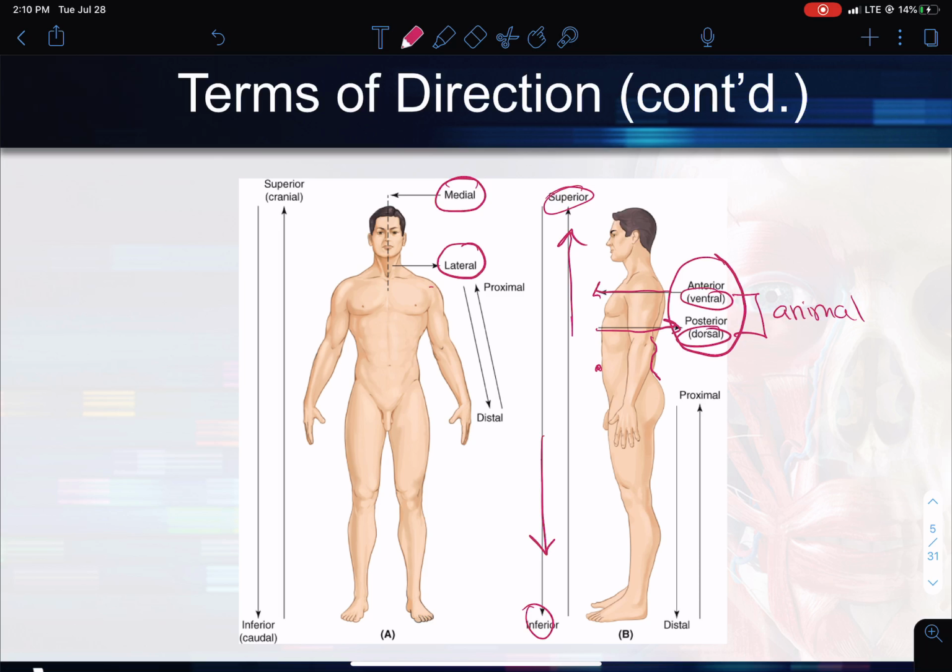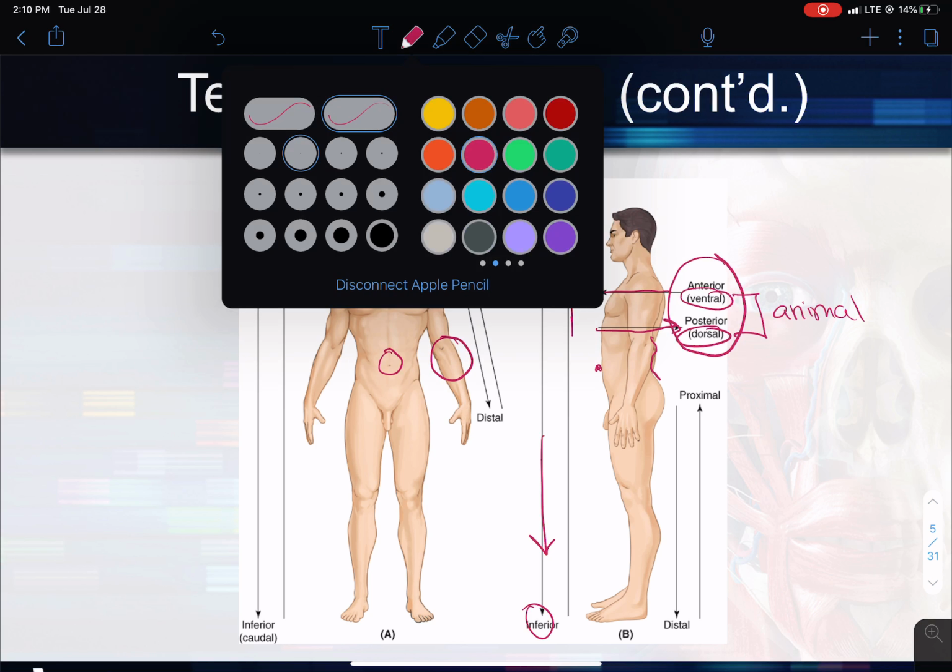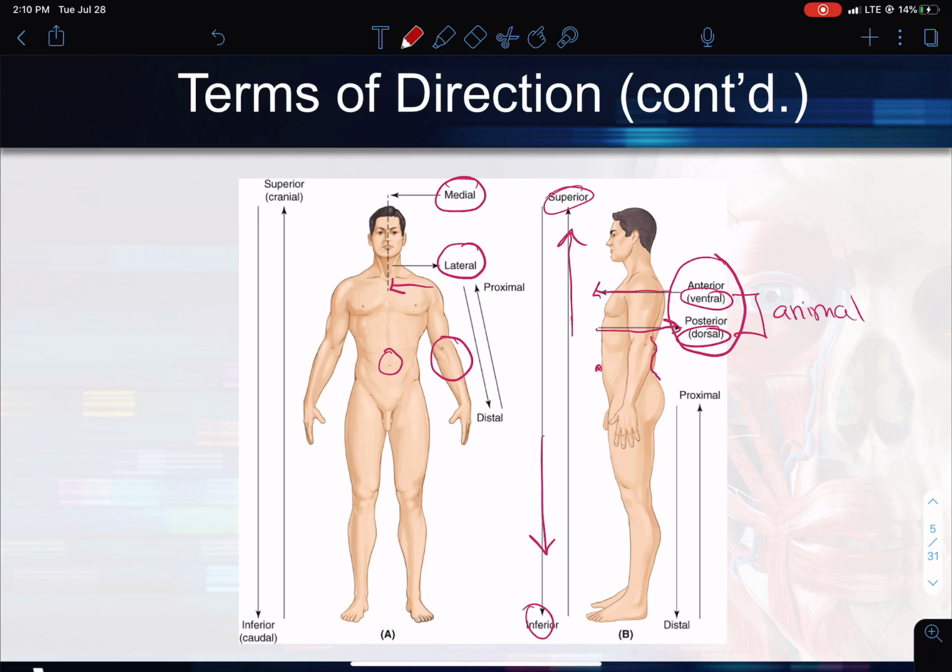Next, we'll talk about towards the middle, medial, or towards the side, lateral. So if you say something is medial to something else, you might say that the belly button is medial to the arm, and you might say that the arm is lateral to the belly button. That is how you would use those terms. And what this line is actually pointing to specifically, this dotted line, is actually called the midline of the body. So that is the most central point of the body.